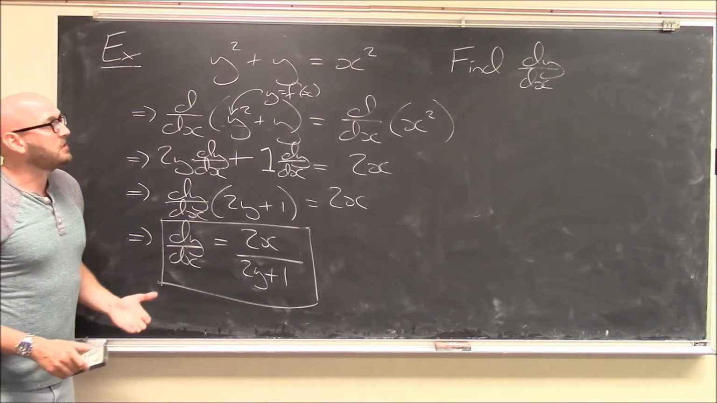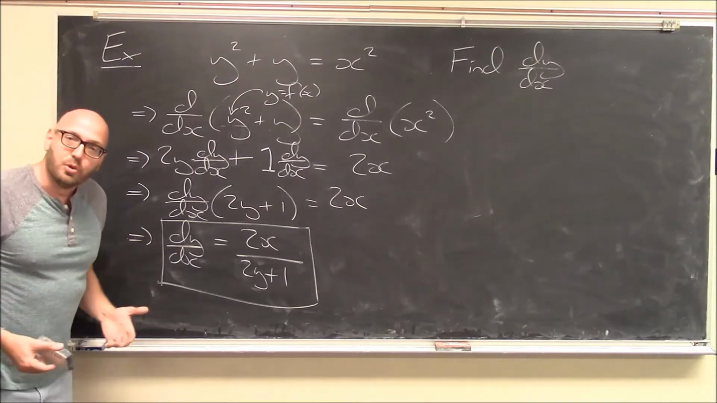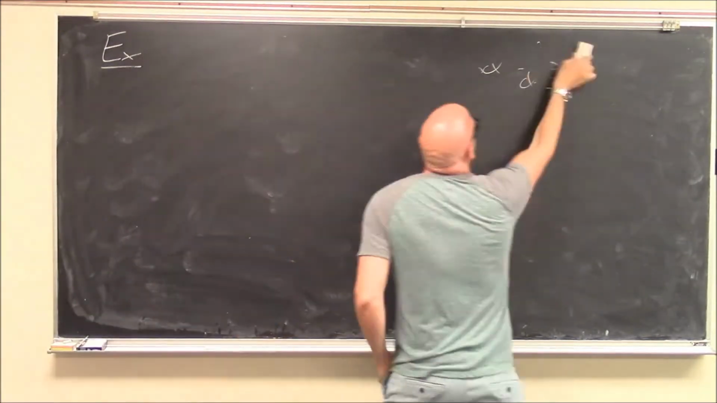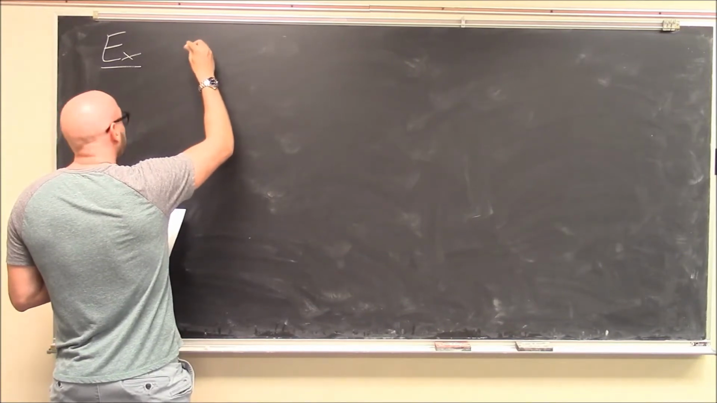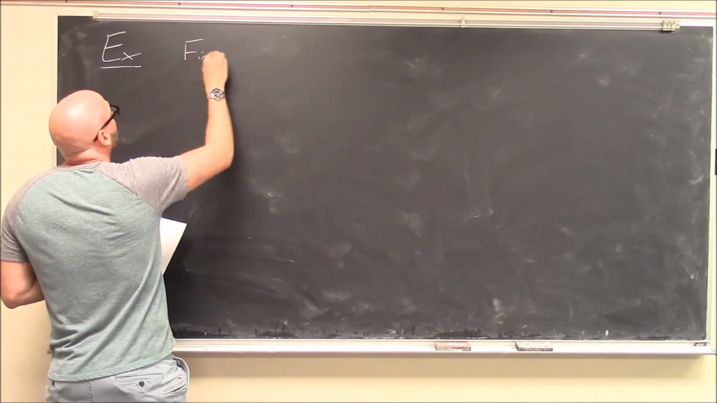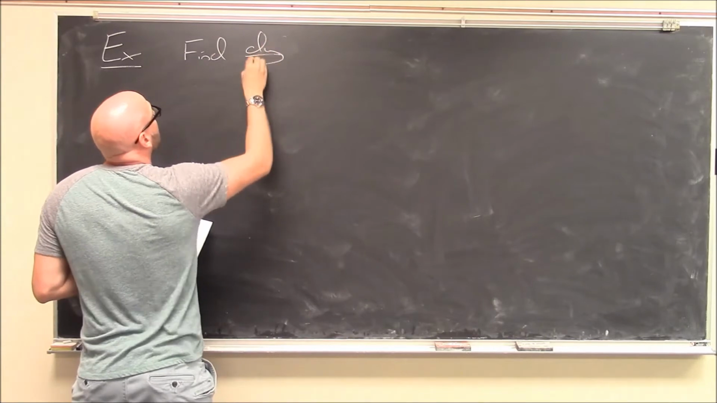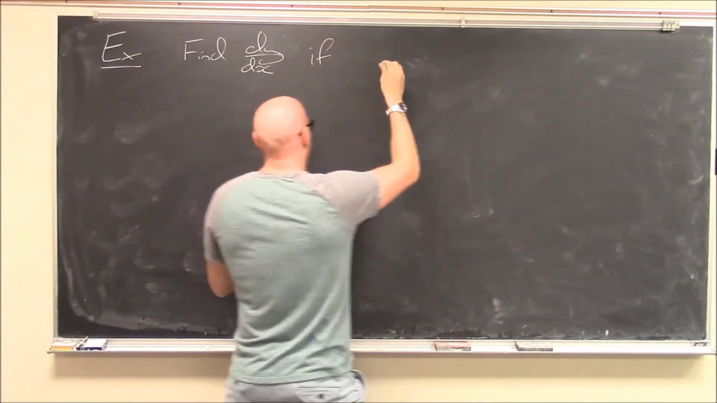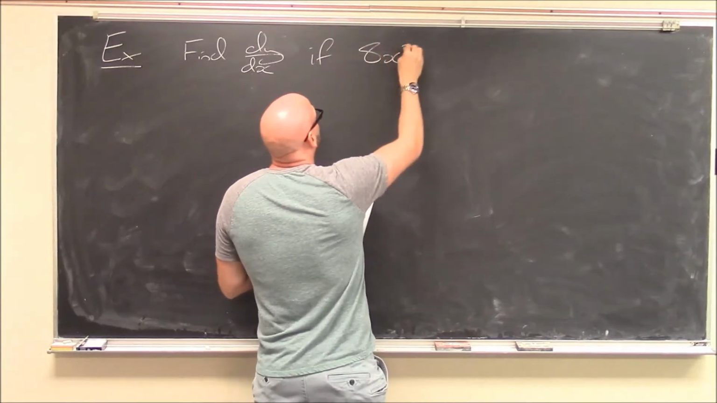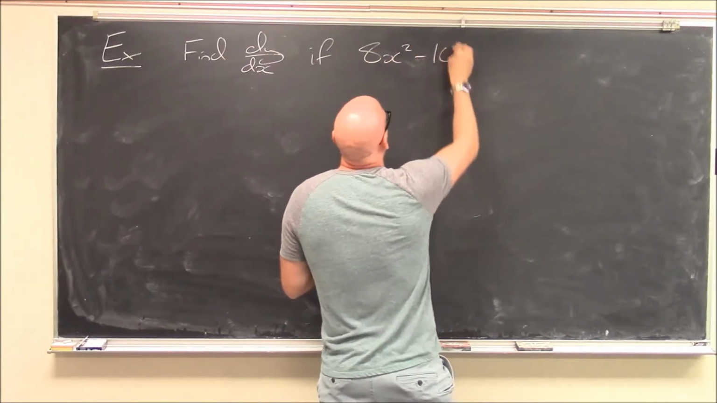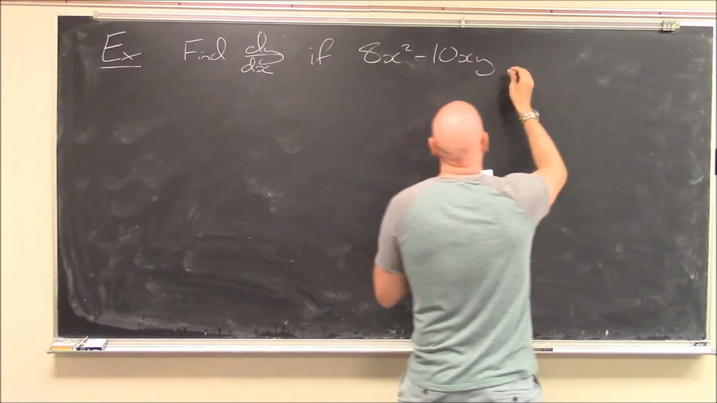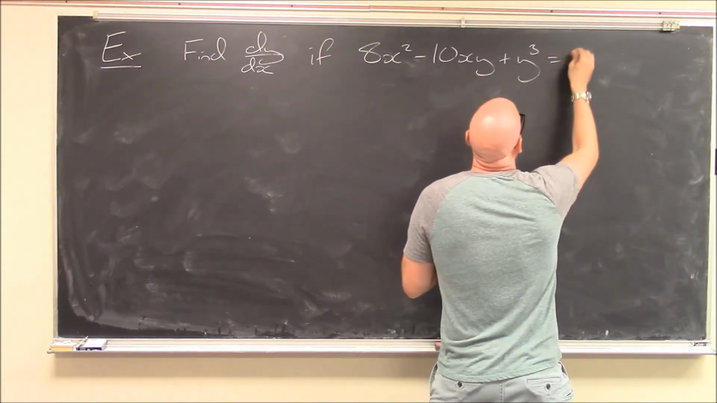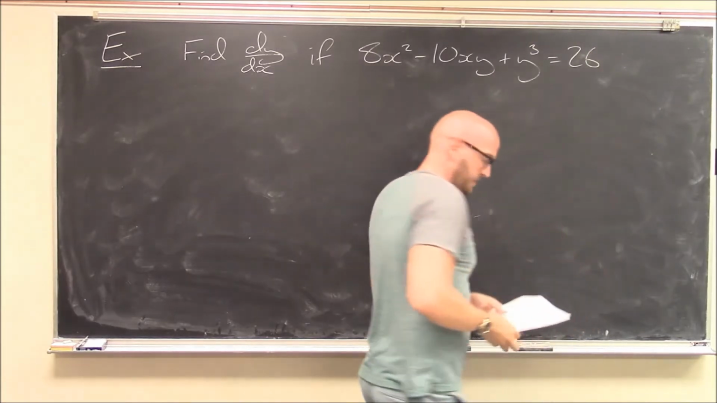So I think the best way to proceed is just go through more examples. We'll do another one. All right, find dy over dx if 8x squared minus 10xy plus y cubed equals 26.